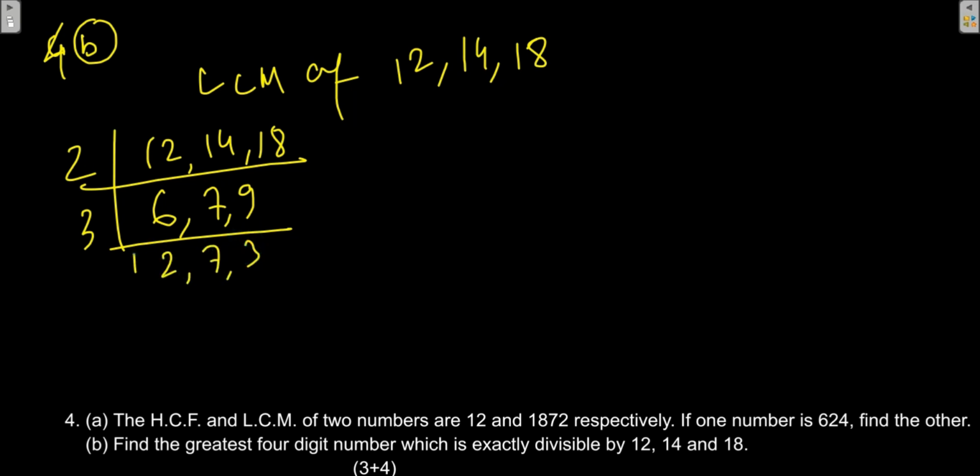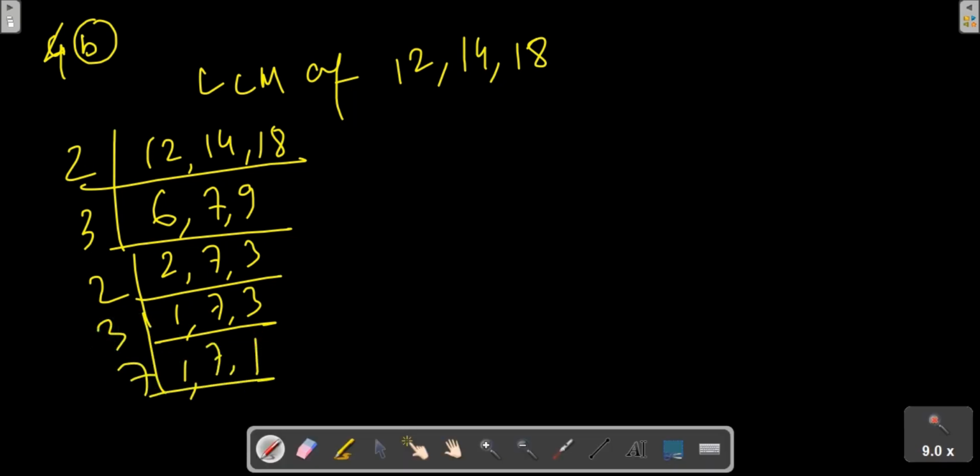So 2, 7, 3. Give it 2, 7, 3. Give it 3, 1, 7, 1. Give it 7, 1, 1, 1. Right. So now your LCM will be the LCM of these.